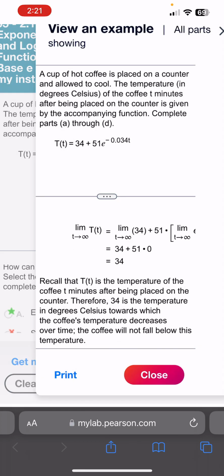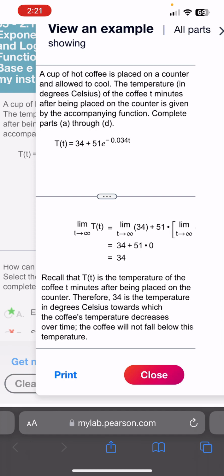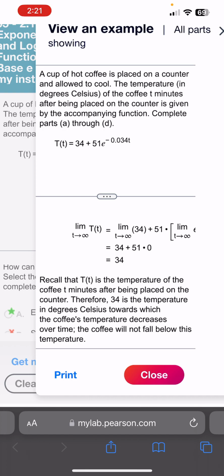So T of t is the temperature of the coffee t minutes after it has been placed on the counter. Therefore, 34 is the temperature in degrees Celsius toward which the coffee temperature decreases over time. The coffee will not fall below this temperature. Well, that's essentially the room temperature. So as we let t go to infinity, as we just let it sit on the counter, it eventually goes to this temperature, okay?